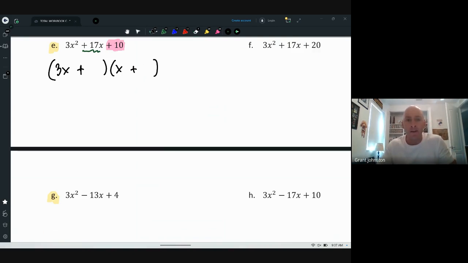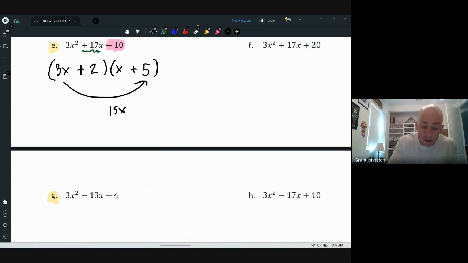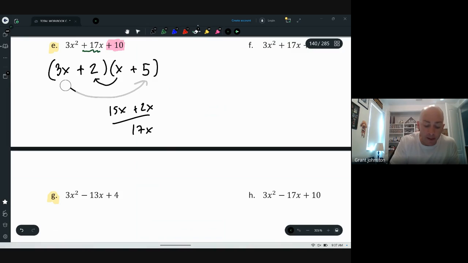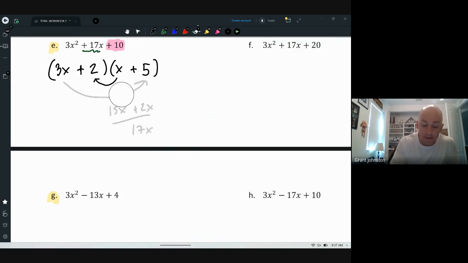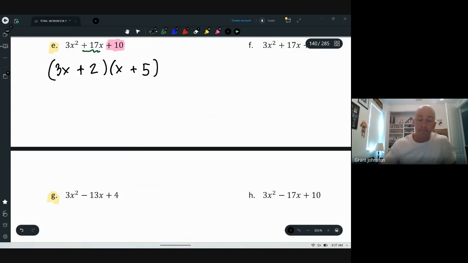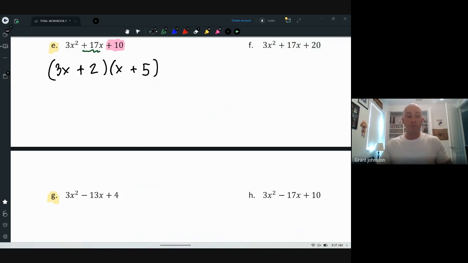So maybe a better guess is to use 5 and 3, or 3 and 5. And what multiplies to 10? 2 and 5. So we use 2 and 5 or 5 and 2. So here's a good guess. If we're trying to get to 17, it might be a good idea to put the 5 here, because 3 times 5 when I distribute is 15x. And then put a 2 here, because that will give me a 2x, which makes the 17x. That's where some strategy comes in when you're making guesses. This shouldn't be a total blind guess. Try to use some logic in it.